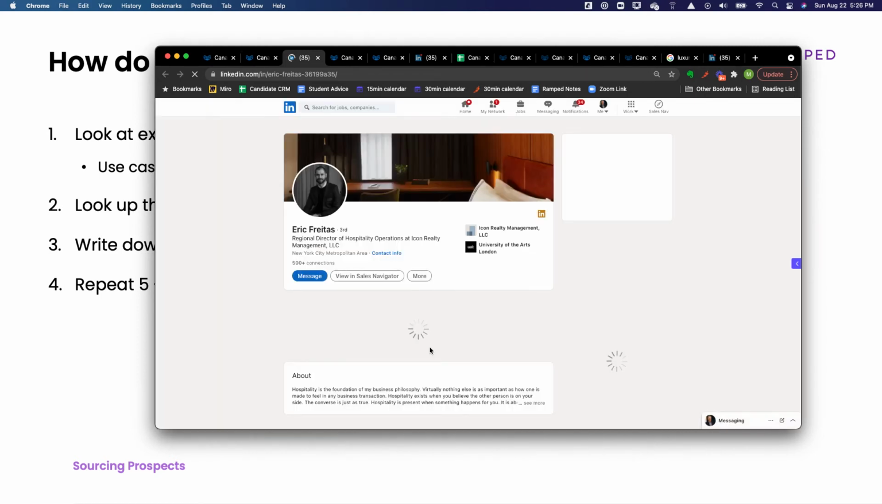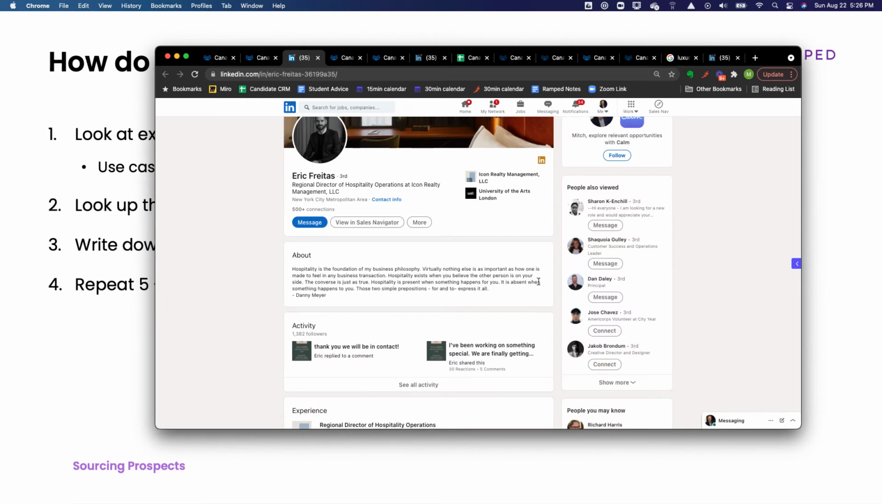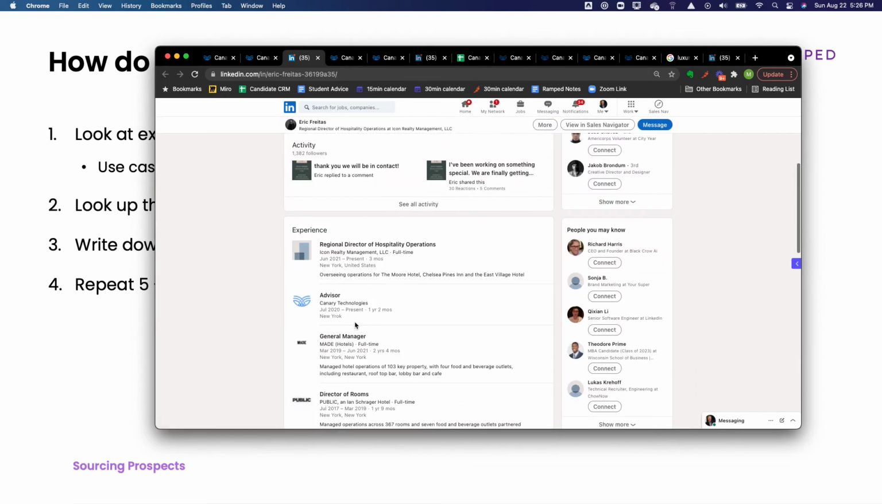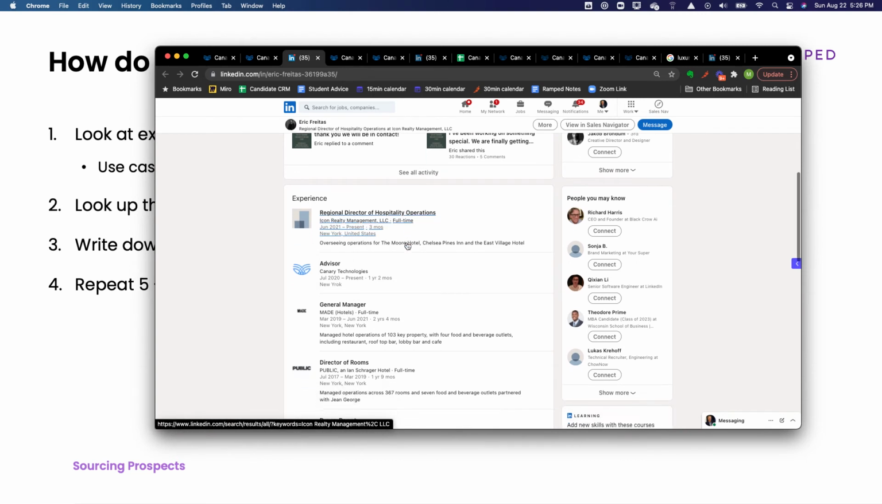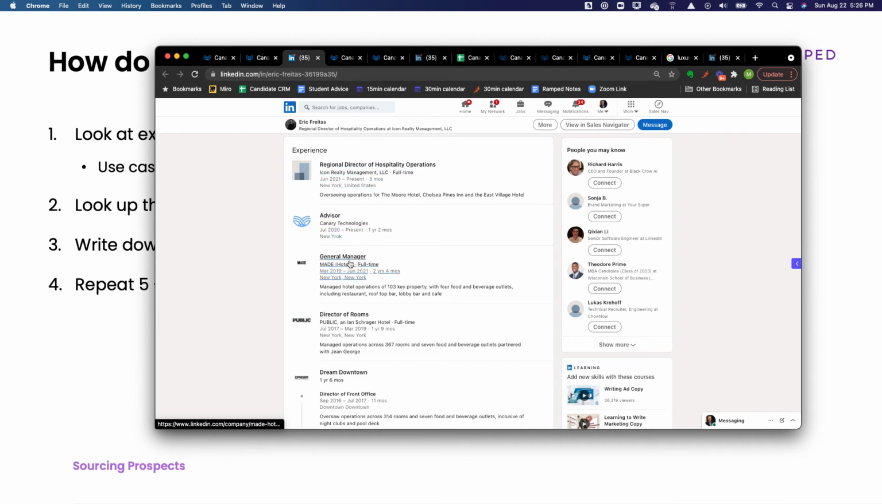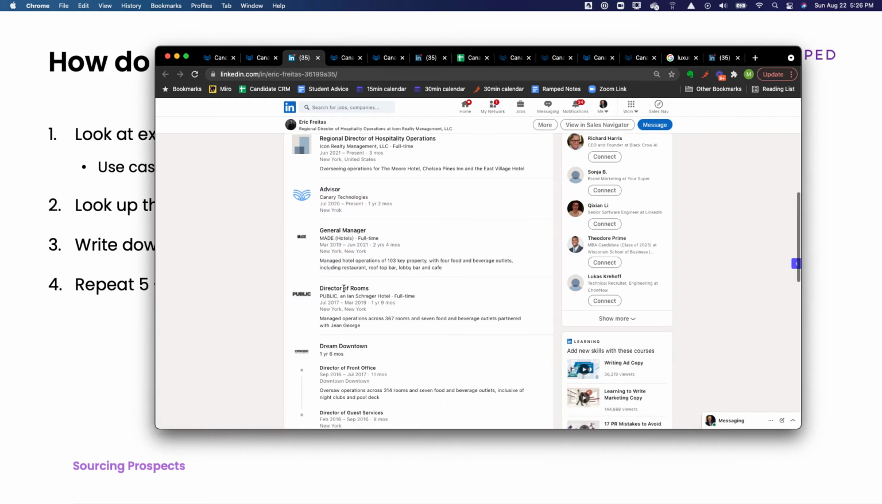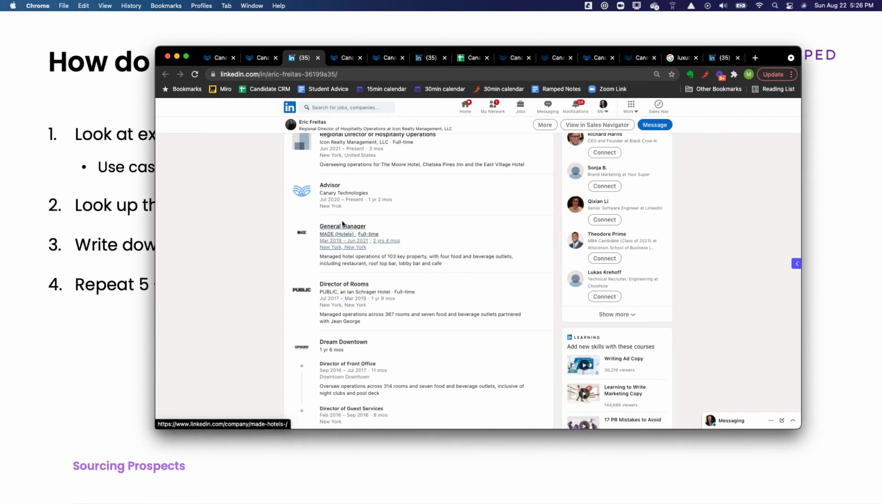And we can learn a little bit more about Eric, his role, what he does. If we scroll down, let's see. It looks like he's had a couple roles, right? Regional Director of Hospitality. Looks like he's actually an advisor to Canary, which is cool. So a customer of Canary became an advisor. That shows that he must have trusted and really liked the product there.